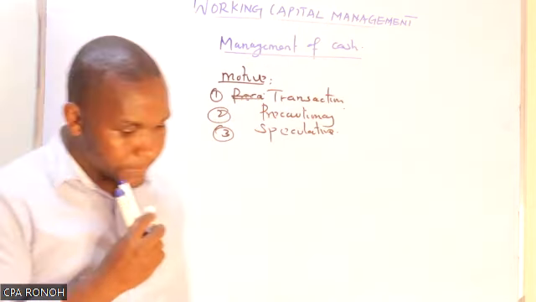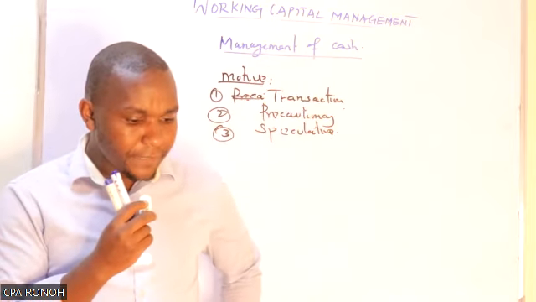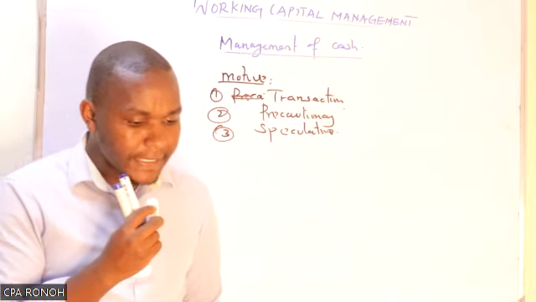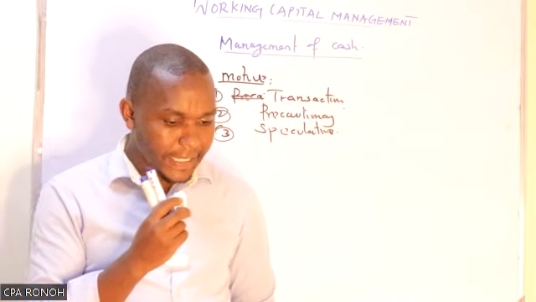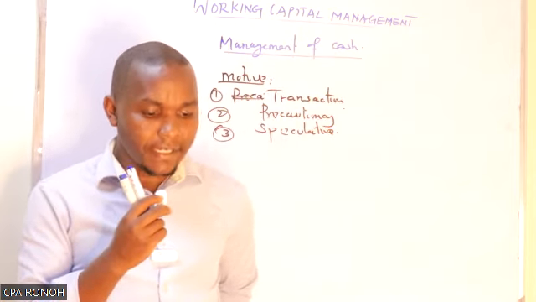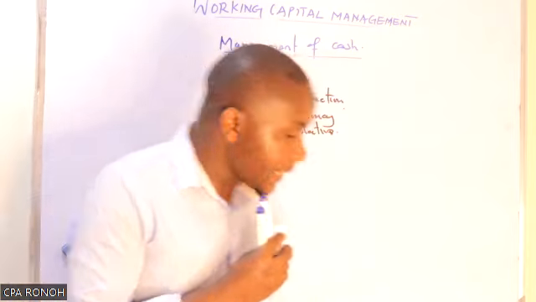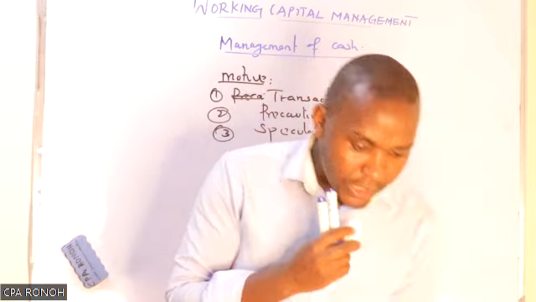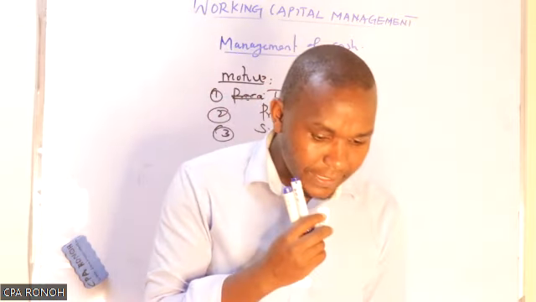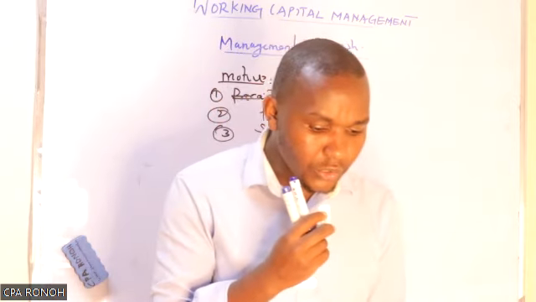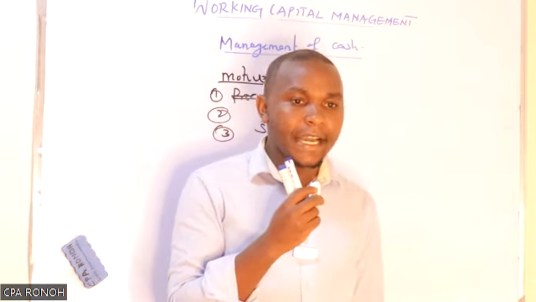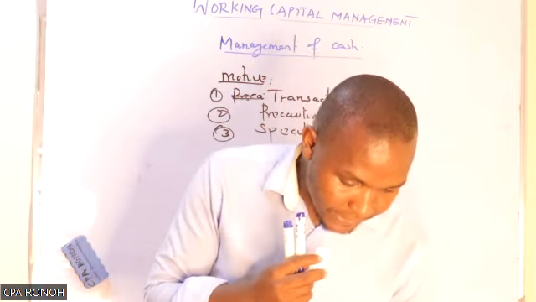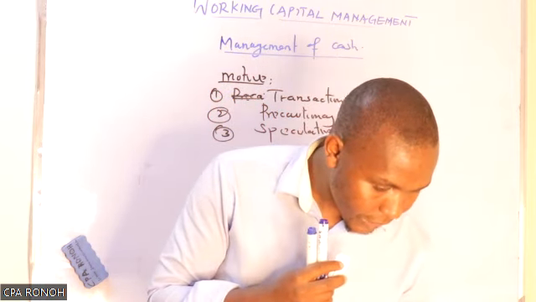Then you can have the precautionary. The firm needs to hold sufficient cash so as to be able to meet any emergencies or unusual demand. Then we have the speculative. Say the firm may need to hold cash so as to take advantage of any short-term profitable investment.